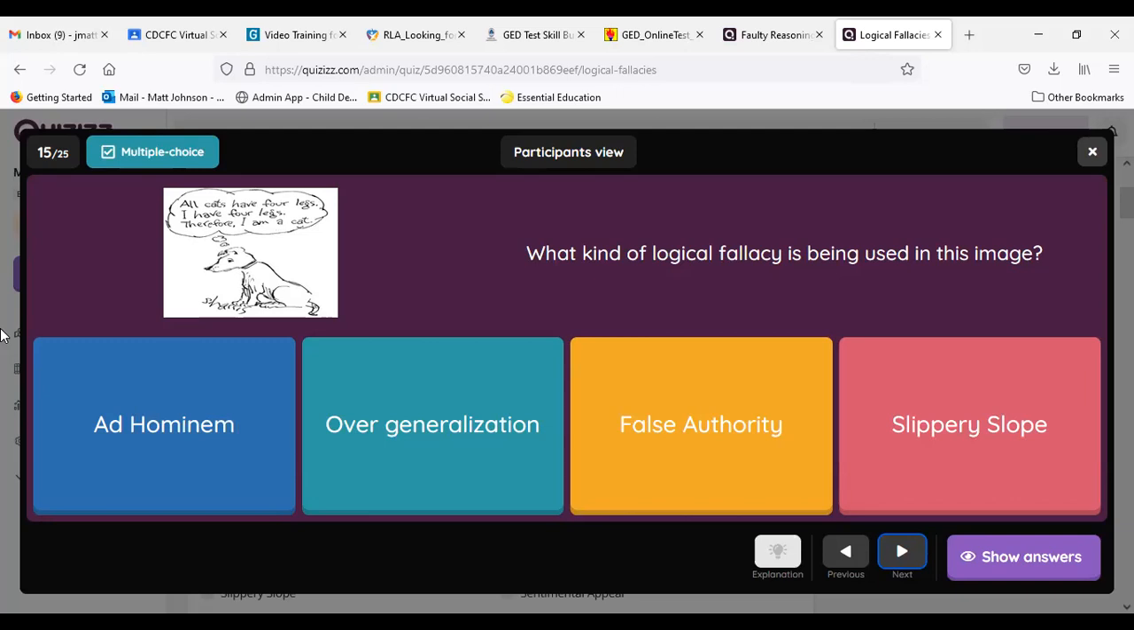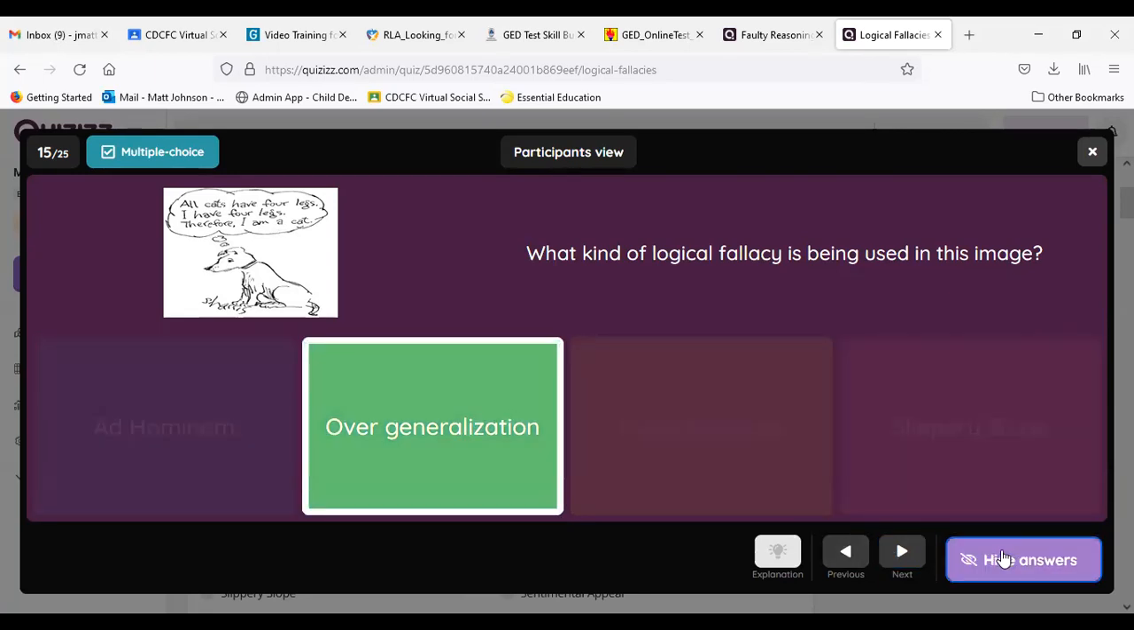Okay. Yes. Overgeneralization, force, authority, simply slow. Is it? Wait, is it the second one or the last one? I think it's going to be overgeneralization. Let's take a look.